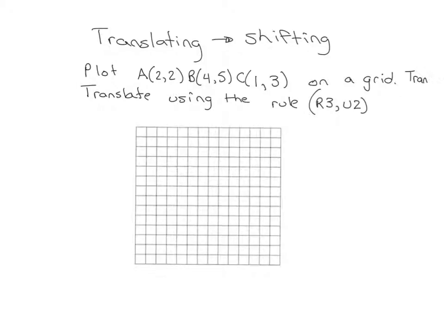Now let's try to translate. So translation, or translating, just means sliding, or it means shifting them over. So in this case, the first thing I want us to do is plot these 3 points. So you've seen this before.